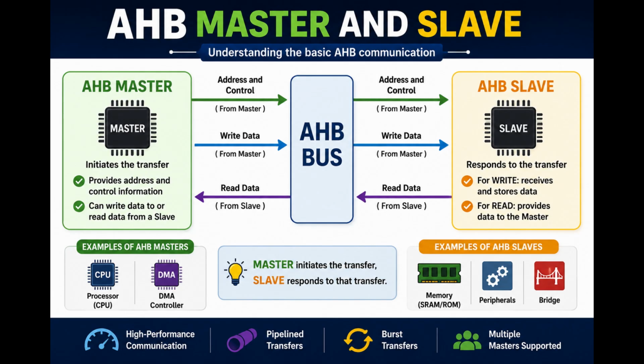To understand how AHB communication works, let's first understand the master and slave. An AHB master is a component that initiates a transfer. It starts the communication by providing an address and control information, and it can either write data to or read data from another component. An AHB slave is a component that responds to that particular transfer. For a write operation, the slave receives and stores the data. For a read operation, the slave provides the requested data back to the master. For example, a processor or DMA controller can act as an AHB master, while a memory or peripheral can act as an AHB slave. So in simple terms, the master initiates the transfer and the slave responds to that particular transfer.